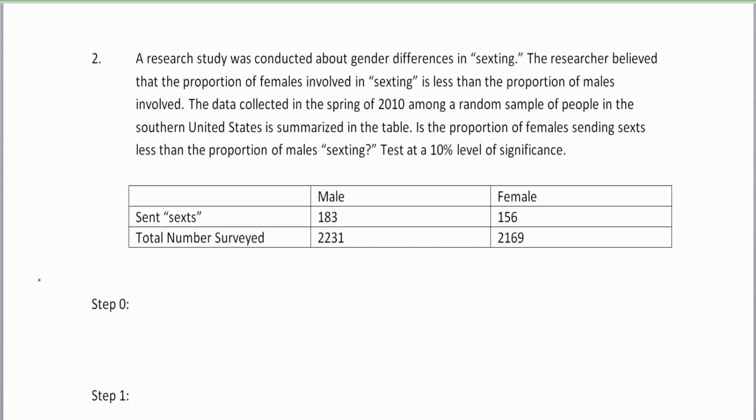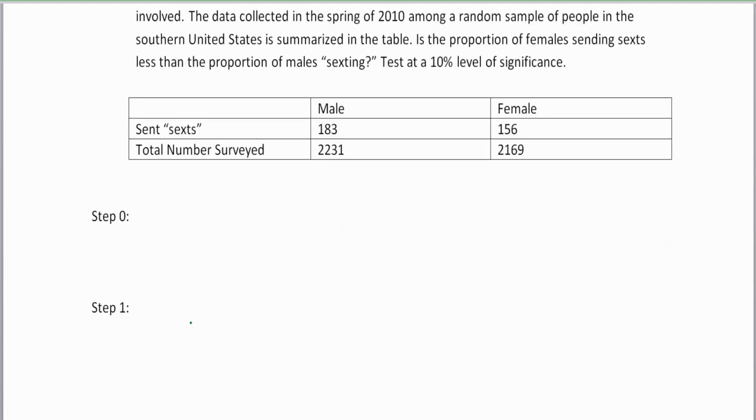And we're not going to have to do anything in step 0 other than maybe finding out the p hat. So let's do that. Let's find the p hat for the males. And the p hat for the males is going to be 183 divided by 2,231.